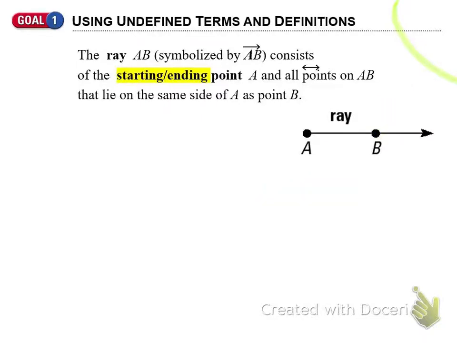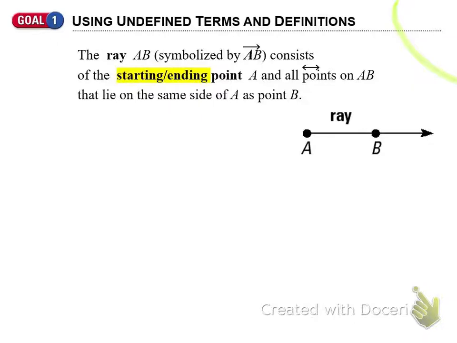When you name it, you do have to be particular. But let's start with defining it. A ray has a start/end point, so you can call it both. And then it goes infinitely in the other direction. So it has a start/end point, and then it goes infinitely in the other direction.